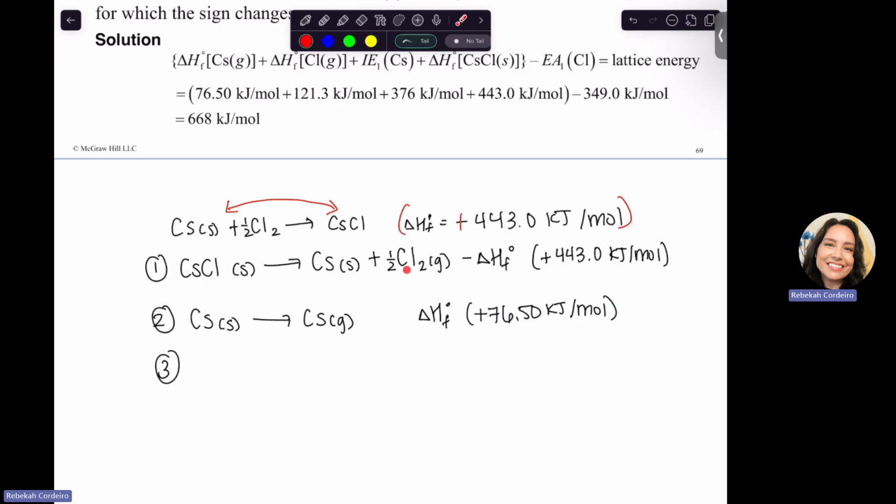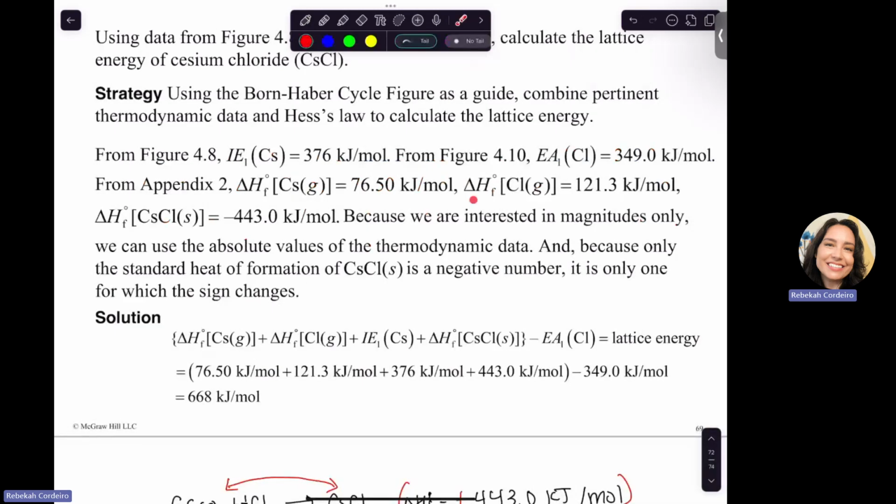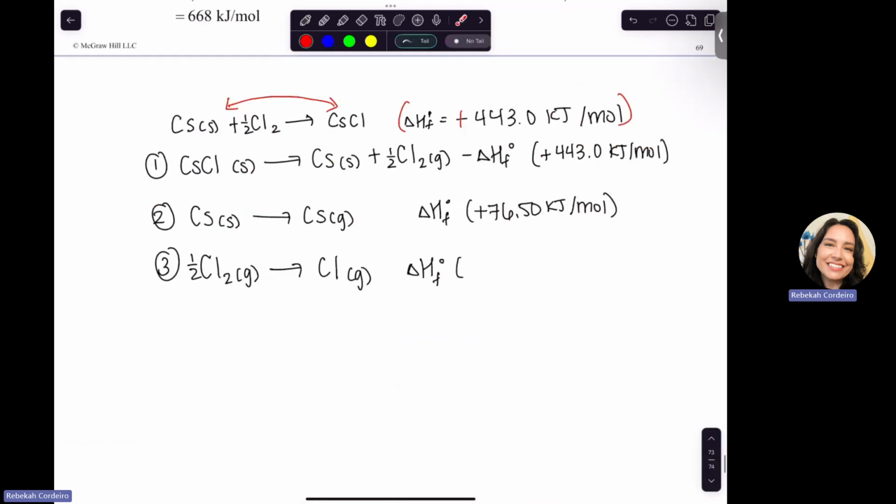Now we need to make our chlorine as a gas, but we need to make it just Cl, not Cl2. So we're going to do 1/2 Cl2 gas, turns into just regular Cl gas. This is the enthalpy of formation of just chlorine. If we look up here, we have enthalpy of formation of chlorine is 121.3. We don't have to change anything about it because it's already listed for us as is.